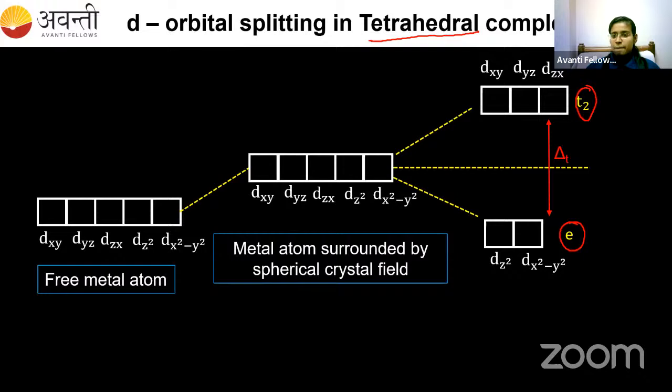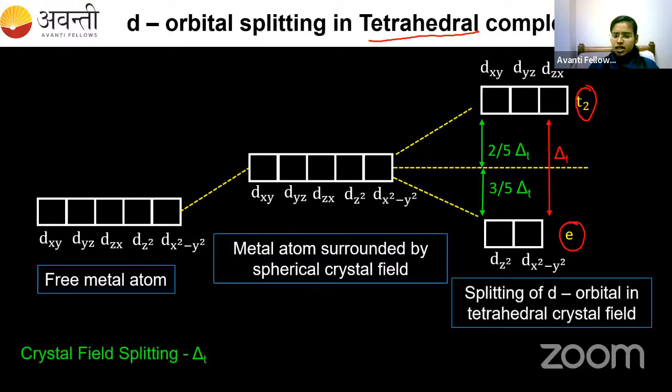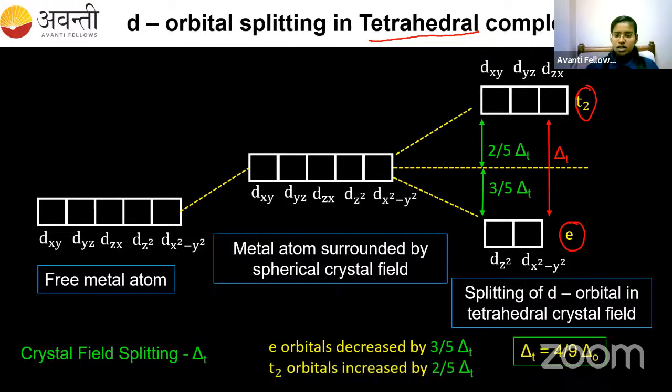So what I was saying, the splitting. Here the splitting is called delta T because it is the tetrahedral field splitting, no? The T2 orbitals are going higher in energy by 2/5 and the E orbitals are going lower in energy by 3/5. Just the other way around. In the previous case, above was 3/5 and below 2/5, and here above 2/5, below 3/5. Delta T is called the crystal field splitting. E is decreased by 3/5 and T2 is increased by 2/5.